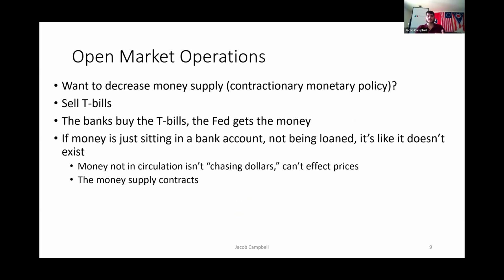Suppose the Fed wants to decrease the money supply. Well, then it's to do contractionary monetary policy. Well, then it's going to do the opposite. It's going to sell T-bills. So the T-bills that it already has bought, it sells back to the market. So we give you the bond, you give us the cash.